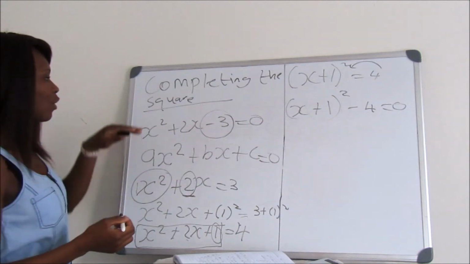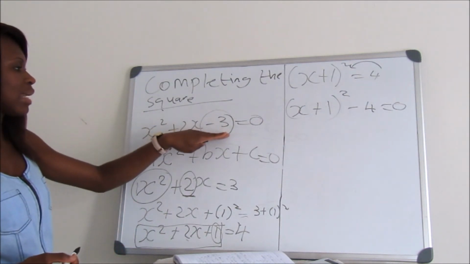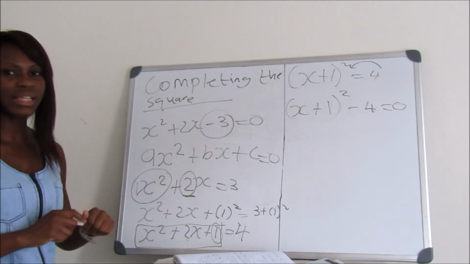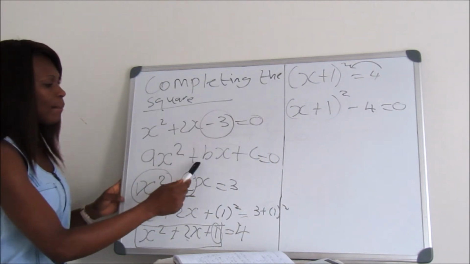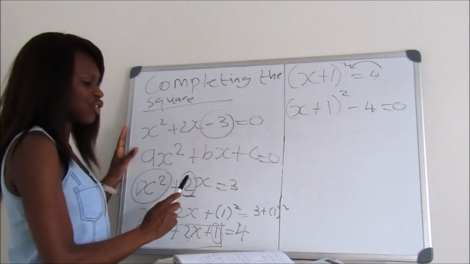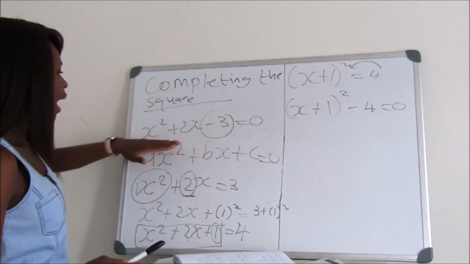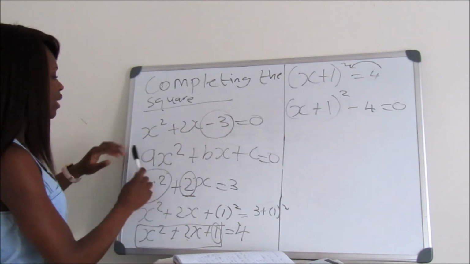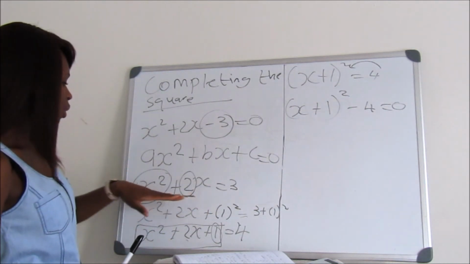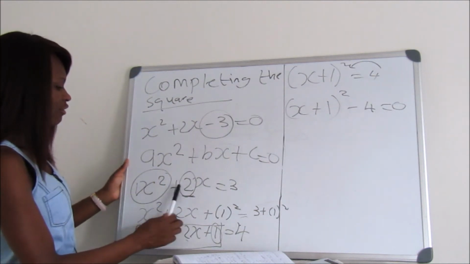A quick recap: we are completing the square. The equation that we have is x squared plus 2x minus 3 is equal to 0. The first thing is to make sure the equation is in the standard form of ax squared plus bx plus c is equal to 0, the standard form of a quadratic equation. Then we divide the entire equation by the coefficient of x squared, which in this case is 1, so we don't have to worry about that. But if it was negative 1 or 2 or 3, we would divide the entire equation by that number.